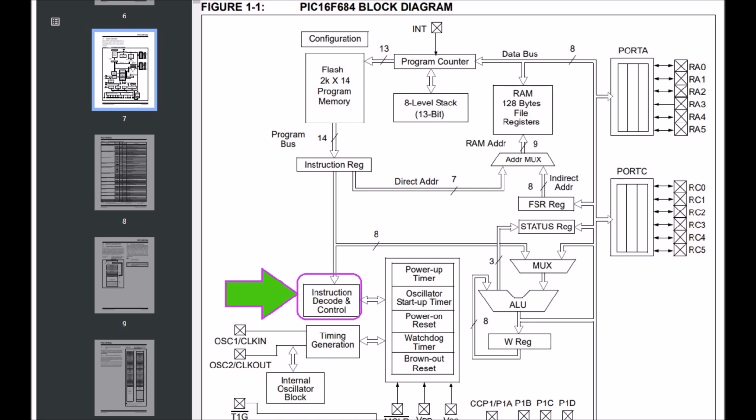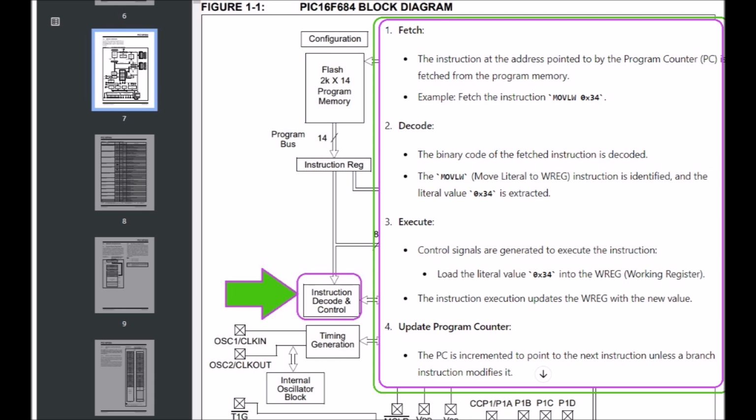Data memory: controls read-write operations to and from the data memory, and indirectly manages data memory access through registers like the FSR for indirect addressing. Registers: manages the use of general purpose and special function registers, and ensures data is correctly moved between the CPU, registers, and memory. Example of instruction execution. Here's an example.